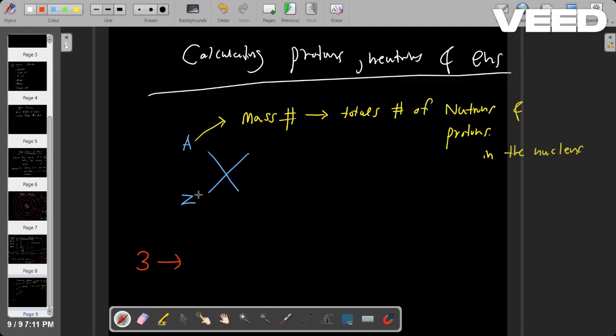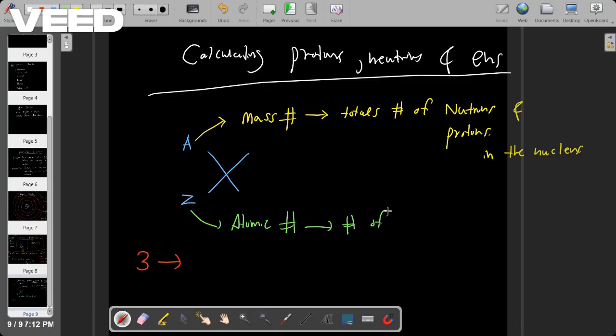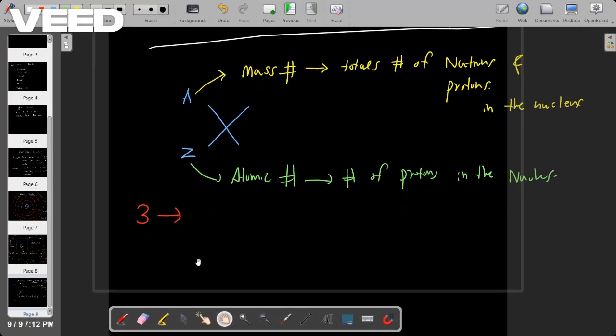The number over here is called the atomic number. This tells you the number of protons in the nucleus. Atomic number means the number of protons in the nucleus.